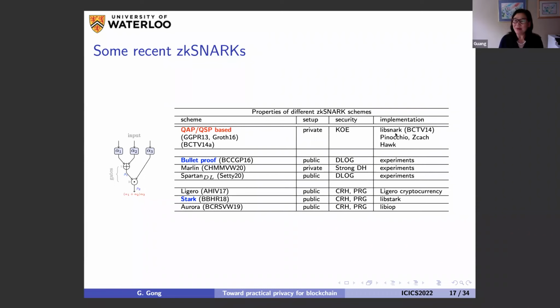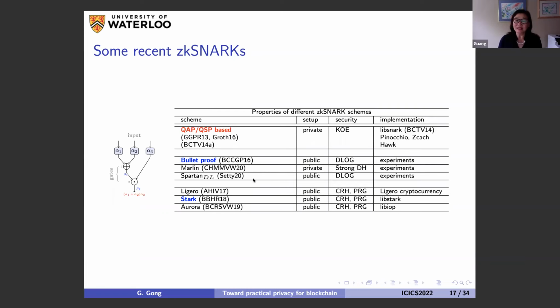Okay, then implementations like Zcash using the decentralized, and Pinocchio is also a version of BCTV14A, and Zcash currently is using Groth16. And Hawk is an application based on Zcash. Okay. Then those are based on the discrete logarithm, Bulletproofs, and Marlin. Marlin also has a private setup, but their common reference string is updatable. Okay. So this is relatively new, in 2020.